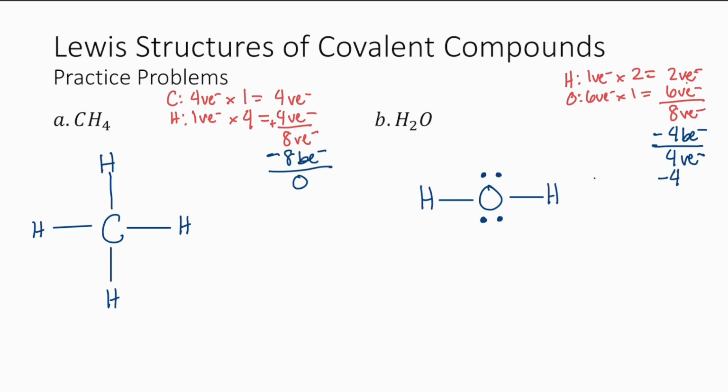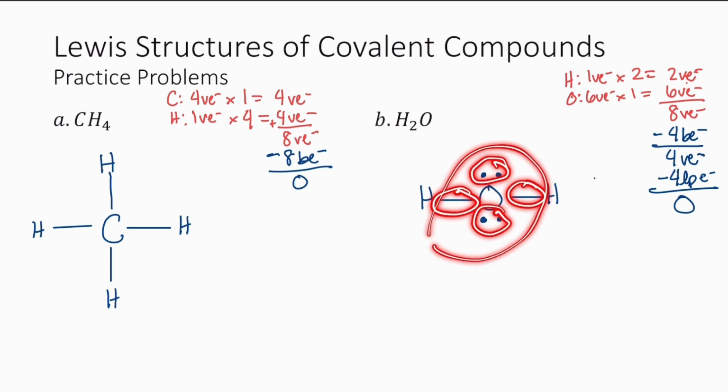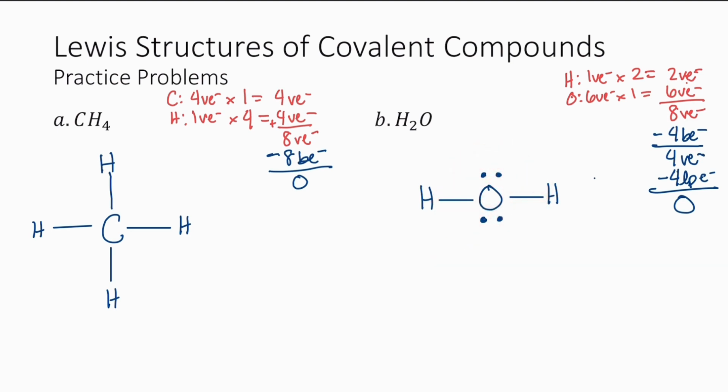I drew 4 lone pair electrons, so I've used all of my valence electrons. Now I need to check my octet. Both of my oxygens have one bond, so they have a total of 2 electrons each. The duet is fulfilled. Now my oxygen, I have 2 lone pairs and I have 2 bonds. That gives me a total of 8 electrons, and my octet is fulfilled.